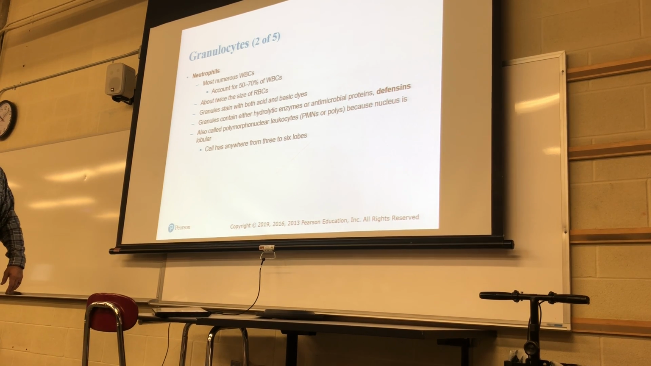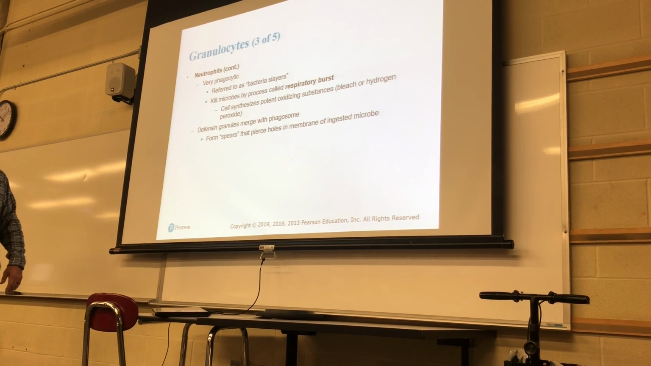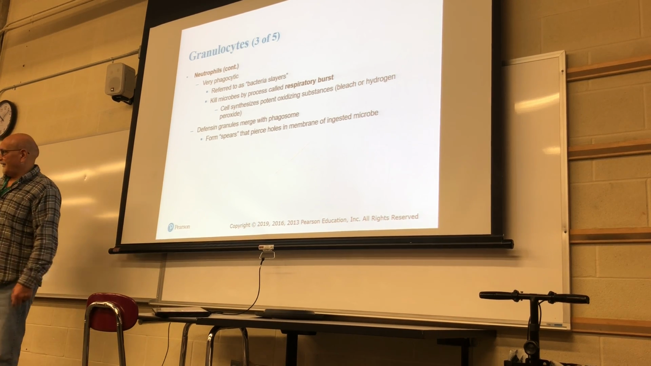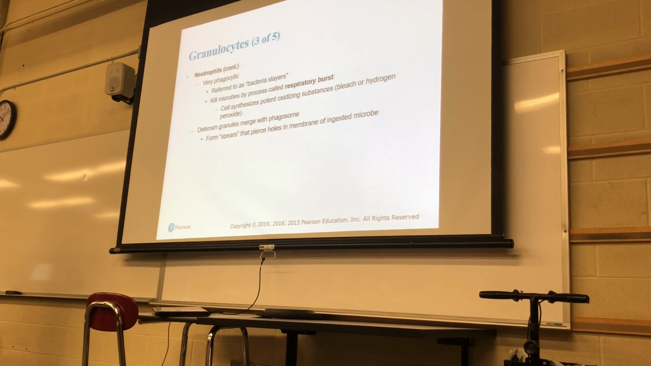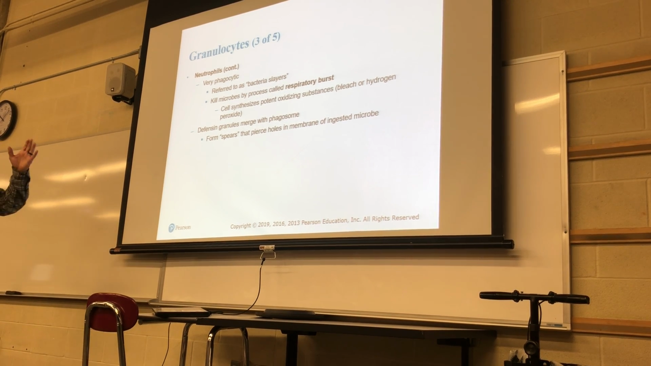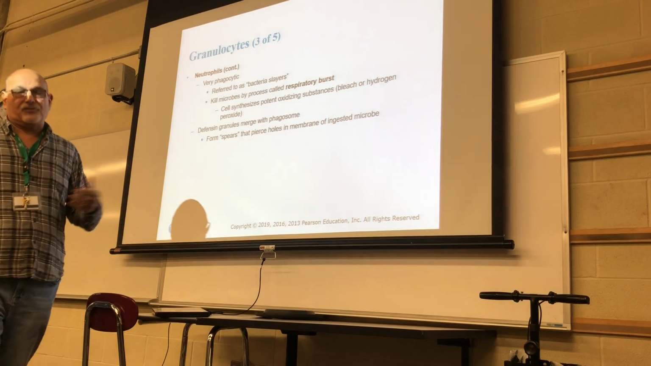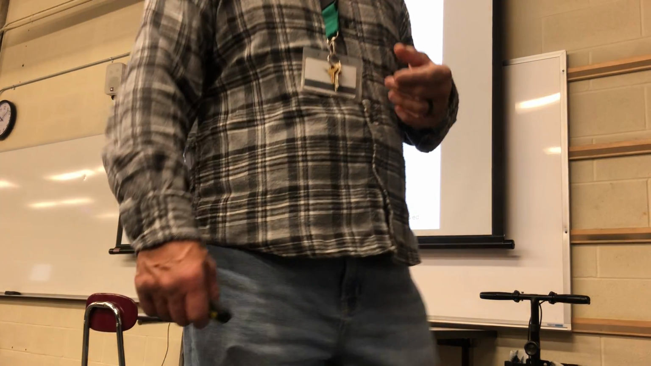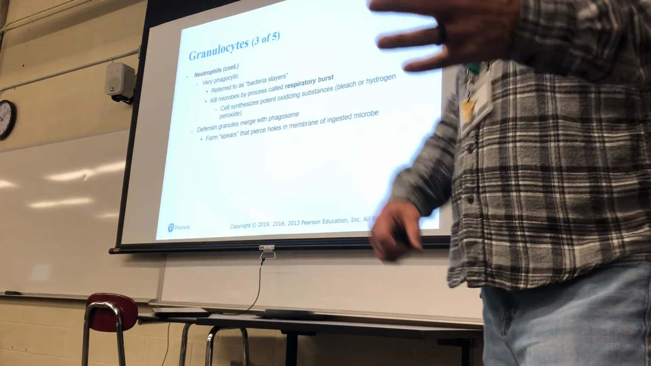And we don't care about the dyes and what they look like, so don't worry about this. So they're twice the size, 50 to 70%, but they're very phagocytic, referred to as the bacteria slaves. So usually these guys are always involved when you have a big strep throat, bronchitis due to bacterial infection, a UTI due to bacterial infection.